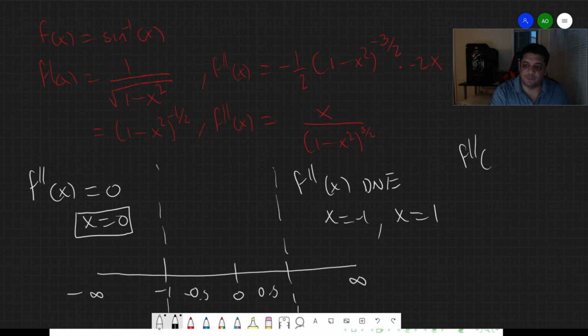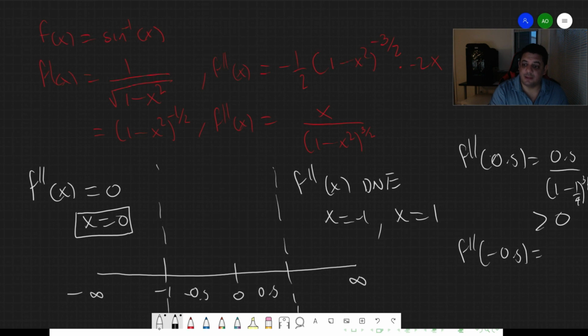If we do f2 prime of 0.5, or 1/2, this is 0.5, and over here it is going to be 1 minus 1 over 4 to the 3/2. So as you can see, this is positive. And when I do f2 prime of minus 0.5, we have a similar situation, but it's minus 0.5 over 1 minus 1 over 4 to the 3/2. So that's going to be negative. So here we have f2 prime is negative. Here we have f2 prime is positive.